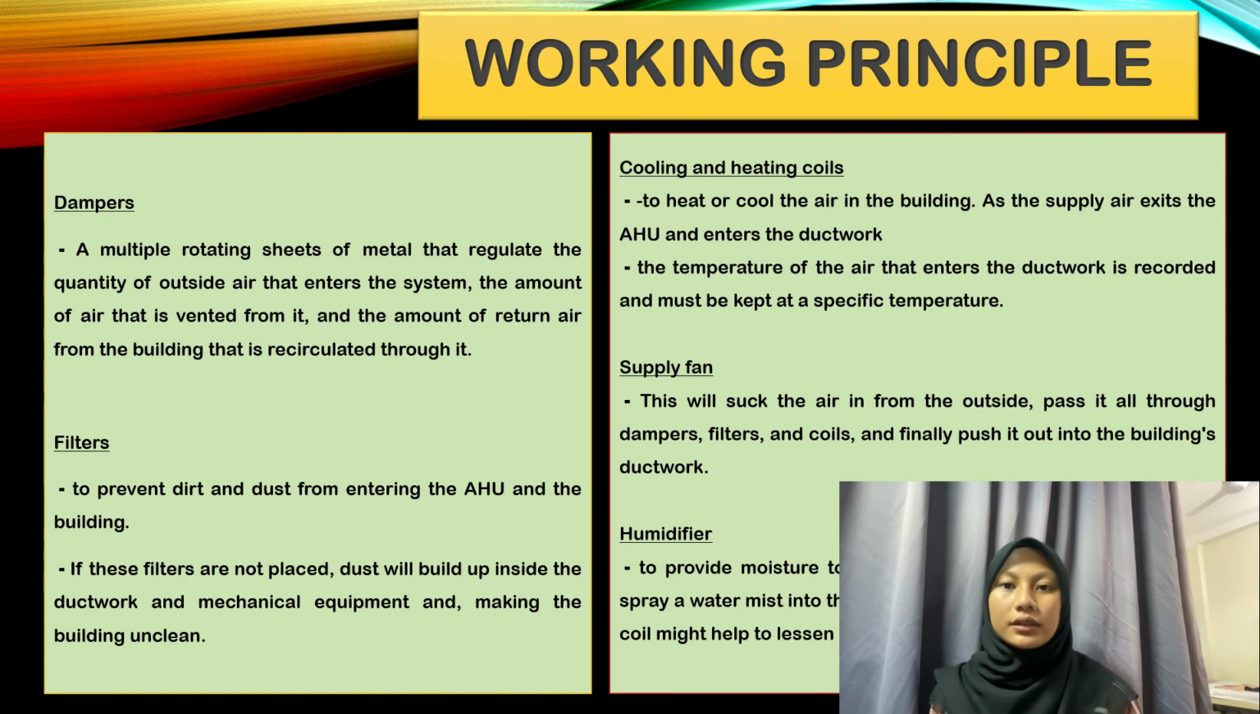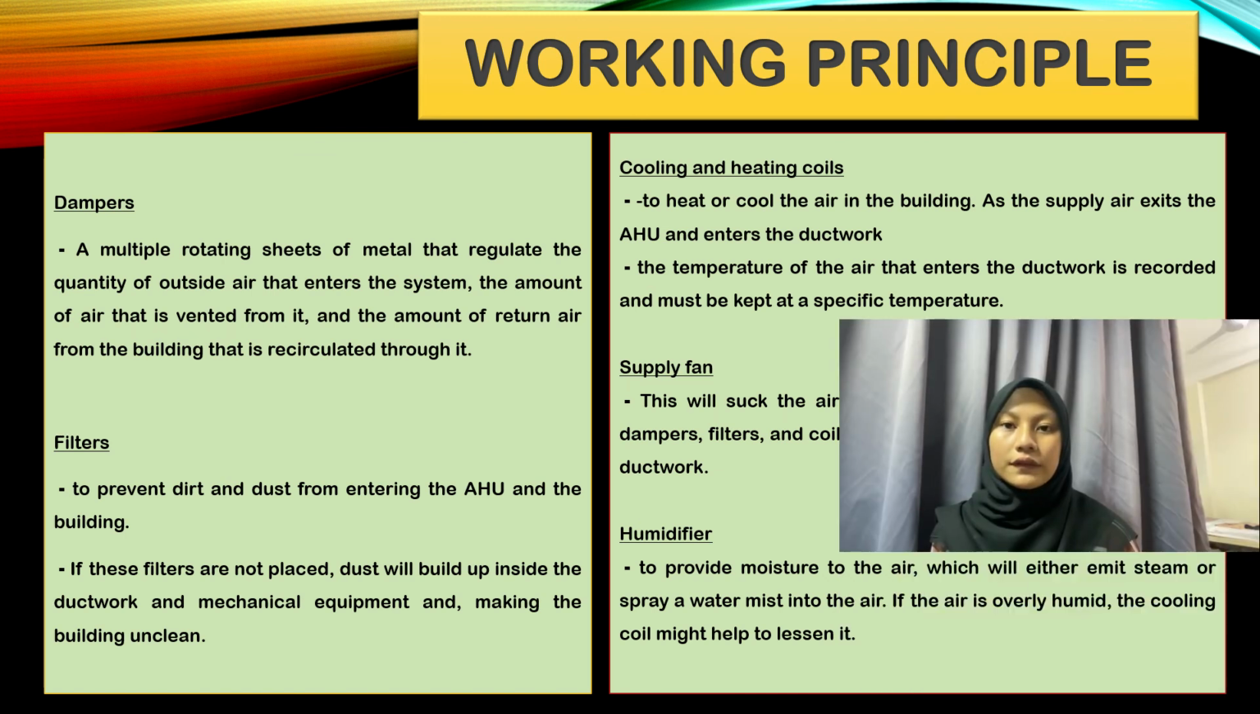The cooling and heating coils are the next component in the flow. These are used to heat or cool the air in the building. As the supply air exits the AHU and enters the ductwork, the temperature of the air is recorded. This must be kept at a specific temperature in order to keep the occupants within the building comfortable. The following component is the supply fan. This will suck the air in from the outside, pass it through dampers, filters, and coils, and finally push it out into the building's ductwork.